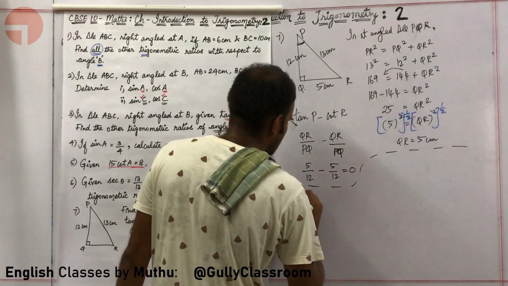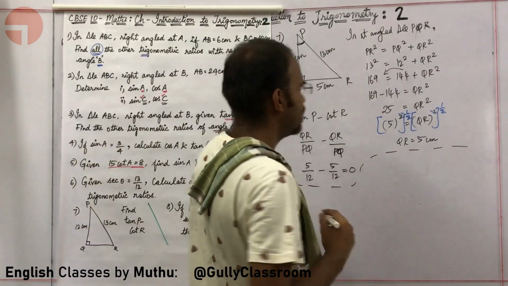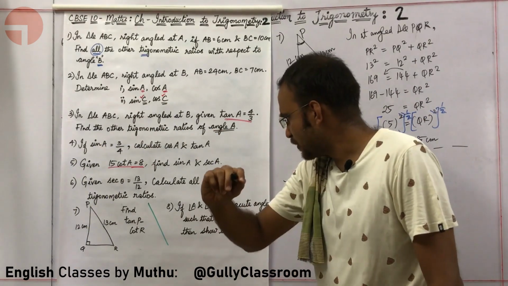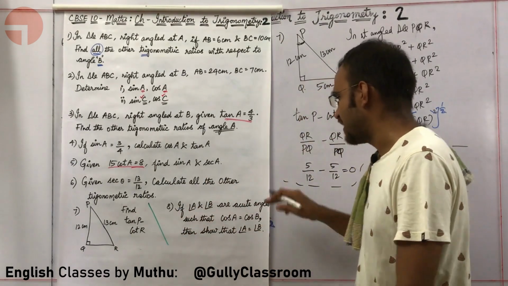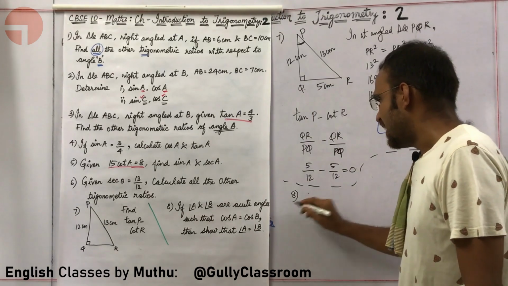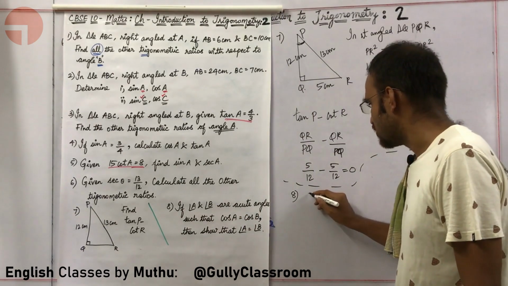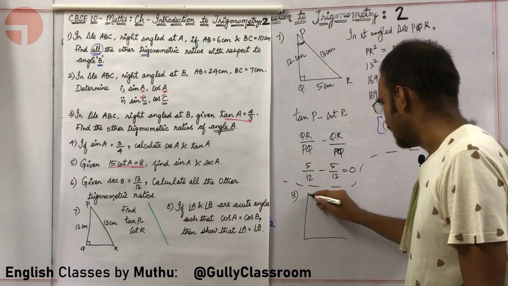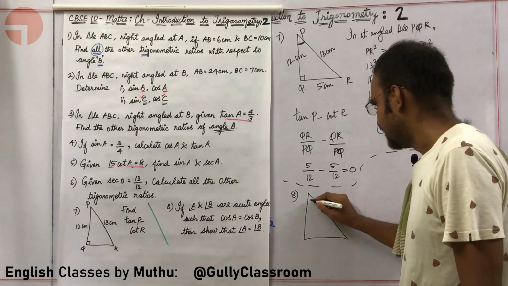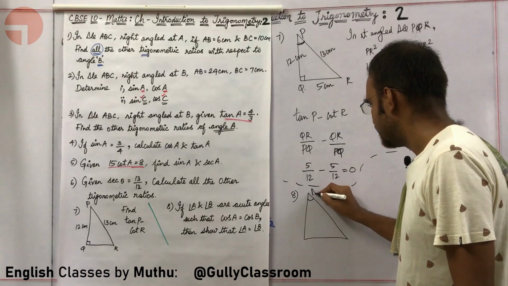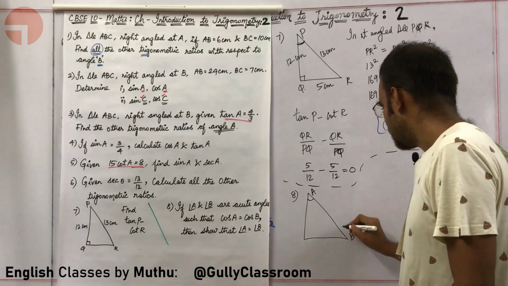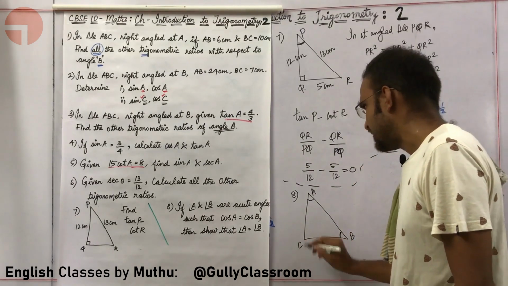Fine, sir. Let us look at the 8th problem. What do they want with the 8th problem? They are giving you that if angle A and angle B are acute angles such that cos A is equal to cos B. Let us draw a beautiful triangle. Let us take this as A, this as B, and this as C.